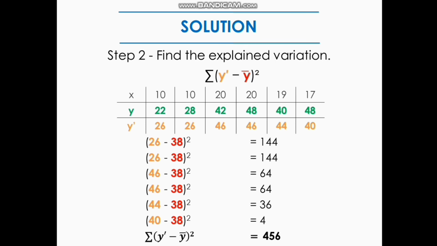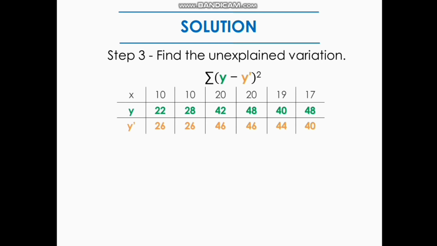Then we can now substitute the mean of y and the predicted values of y to our explained variation formula. So the square of 26 minus 38 is equal to 144. The square of 26 minus 38 is equal to 144. The square of 46 minus 38 is equal to 64. Then again, the square of 46 minus 38 is equal to 64. The square of 44 minus 38 is equal to 36. The square of 40 minus 38 is equal to 4. Then our explained variation is equal to 456.